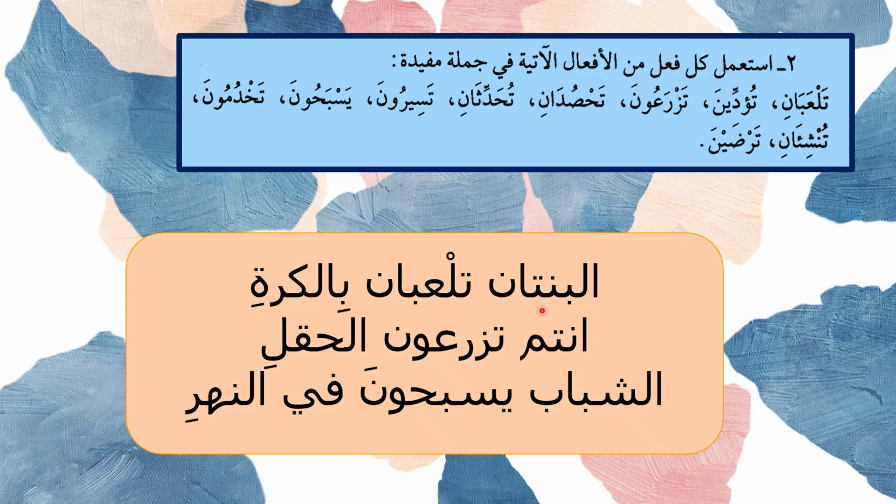So al-bintan tal'aban bil-qurati. So bintan, the two of them. So I have chosen alif of the ithnain for the feminine, tal'aban with the ta. Antum, male plural, tazra'una al-haqli. الشباب male يسبحون في النهر. So that's how you need to make sentences. Now let's see the next slide.